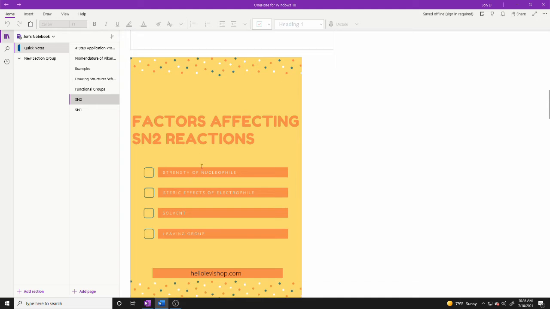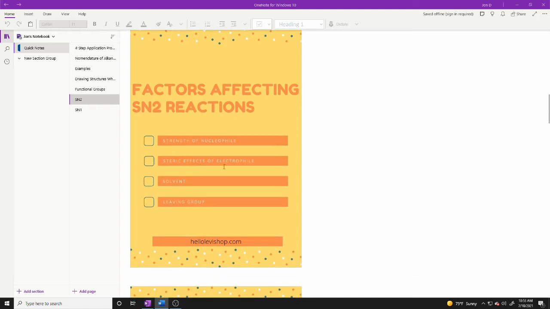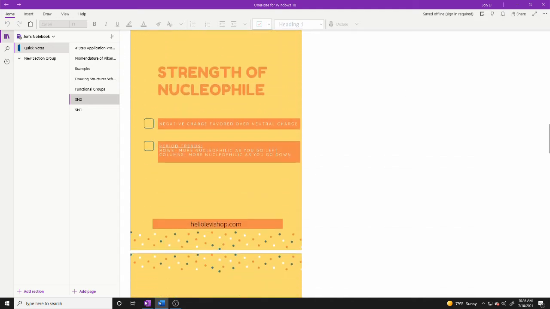So now there are four factors that affect SN2 reactions: strength of the nucleophile, steric effects of the electrophile, solvent, and the leaving group. So let's dive into these a little bit more.